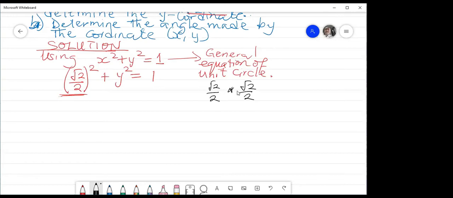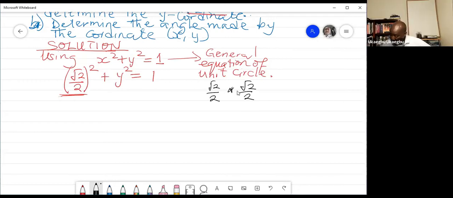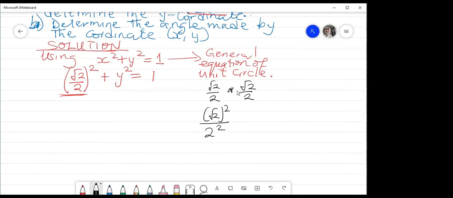No, I was just saying you can distribute the square root or the power into the square root of 2 and the 2. Yes, that's correct. He's saying that you can do square root of 2 whole squared divided by 2 squared. That's what you mean, right? Yeah. Okay, both of them are the same.